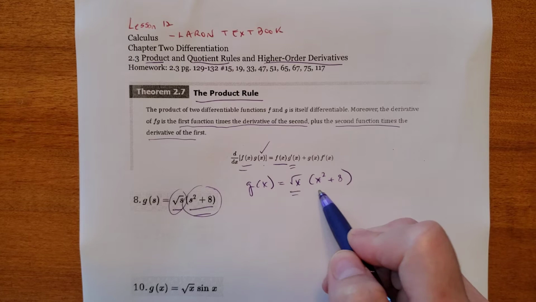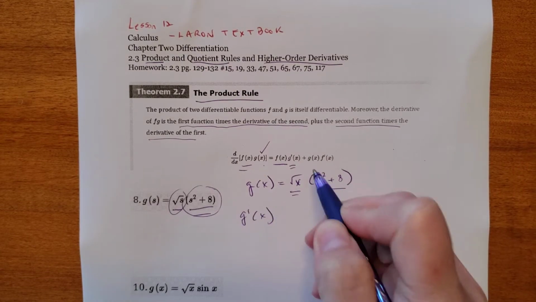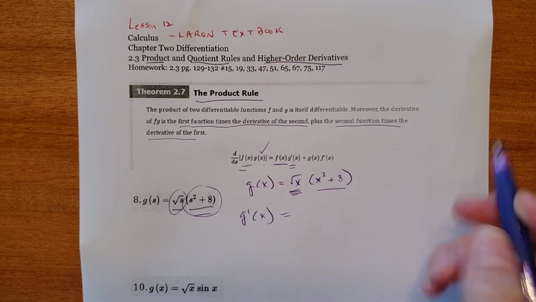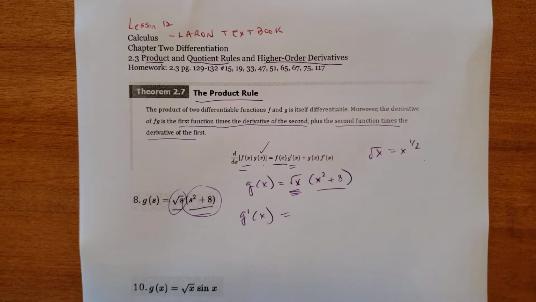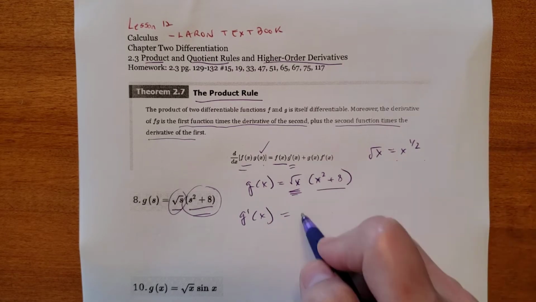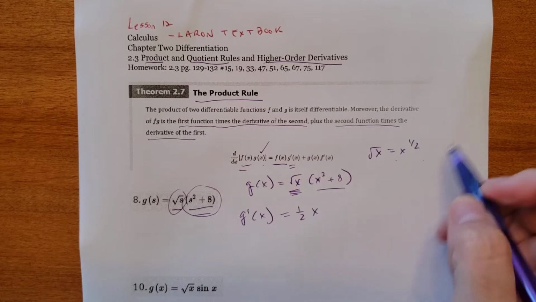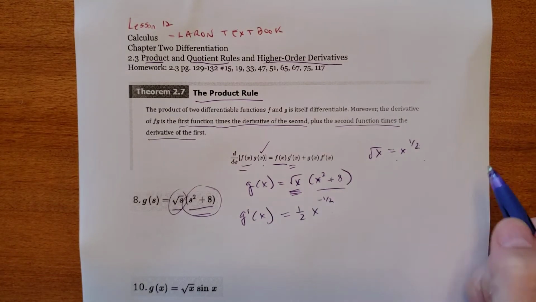So anyway, here's one chunk, here's another chunk. When I take the derivative, I just start with the first one. So the derivative of the first one, which is the square root of x, which is x to the 1/2, would be 1/2. Remember, you move it in front, 1/2 x, and then subtract 1 from that, and it makes negative 1/2.